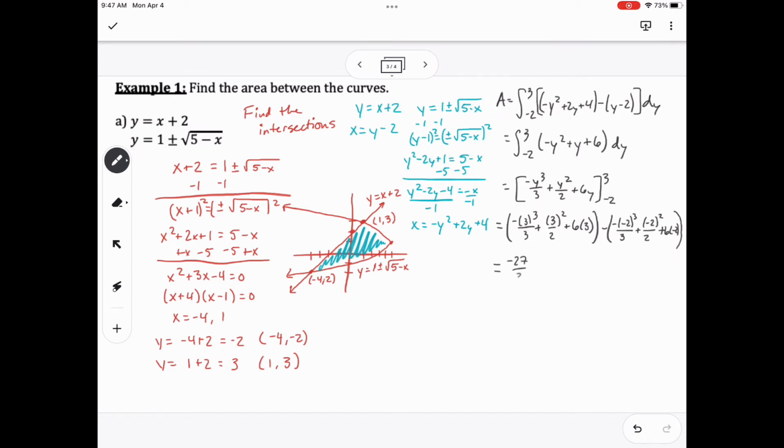So notice also, instead of using the x values of -4 and 1, because I switched to y, I'm using the y values because negative 2 is the smallest, so that's our A. And then 3 is our biggest, because that is our B.